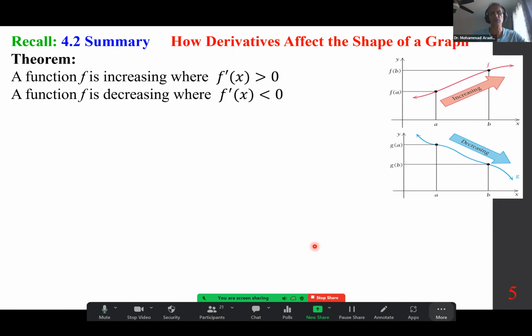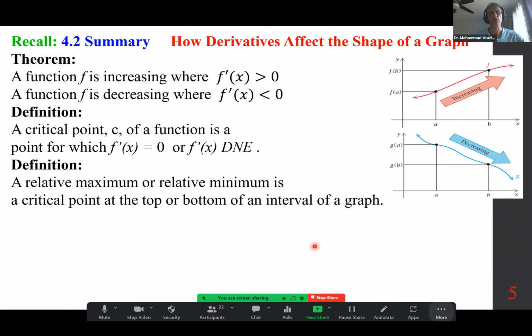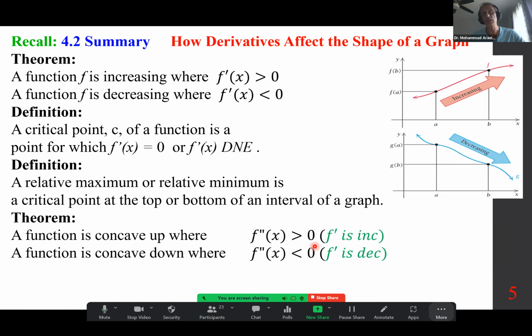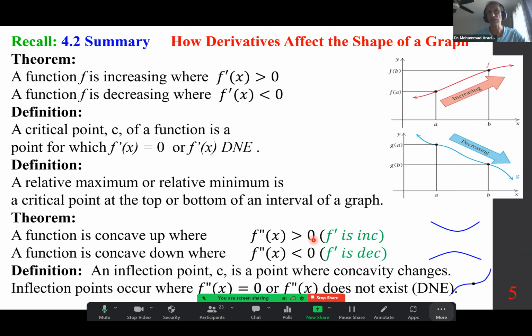A function is increasing when f prime is positive, decreasing when it's negative. A critical point refers to where f prime is 0 or doesn't exist. A relative max or relative min is where the critical point happens at the top or bottom of an interval of a graph. F double prime is positive means f prime is increasing and it's concave up. If f double prime is negative, f prime is decreasing, it's concave down. And where f double prime is 0 or doesn't exist would be possible locations of inflection points.